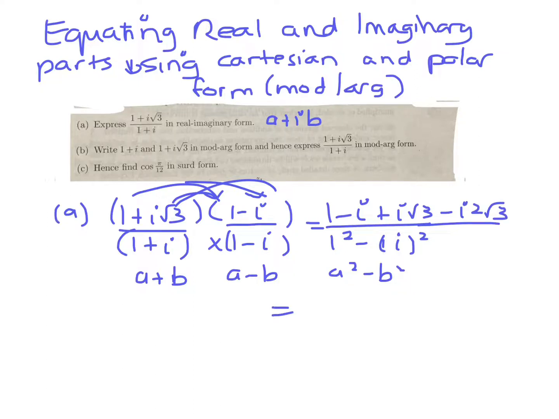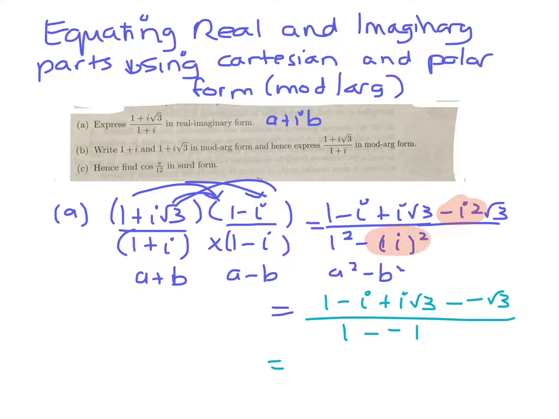Okay, so now first of all, we square that i out there. So that'll give you a plus root 3. So you've got 1 minus i plus i root 3, and then plus root 3, all over 1 minus i squared. So just squaring out both of the i squareds.